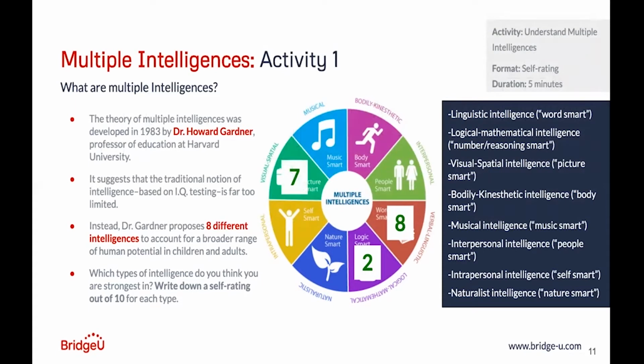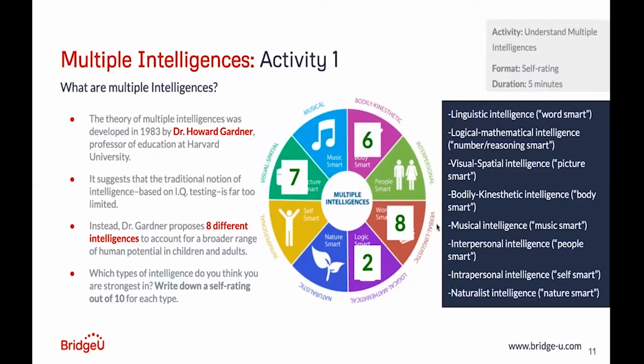Fourth on the list is bodily kinesthetic intelligence, or body smart. If you're one of those people who is just great at sports and physical skills, then you'll probably score higher here. I'm not bad, but I'm certainly no athlete or anyone who excels at sport, so I'll probably give myself a 6 here.